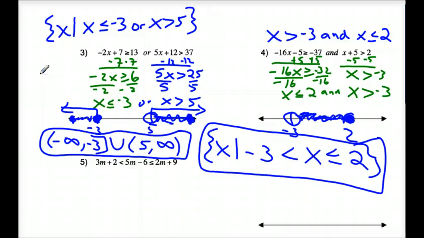All right. Who can write it in interval notation? Everybody try to write this in interval notation. Albano, give it a shot. Parenthesis, -3, comma, 2, bracket. Done. Bracket, because the 2 is included.